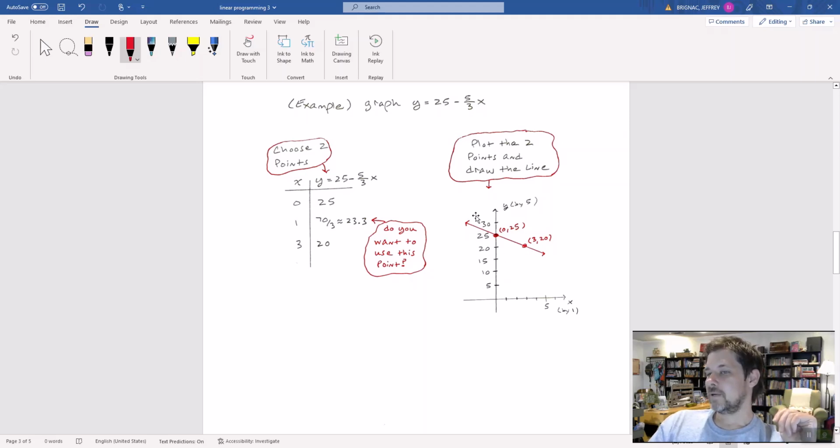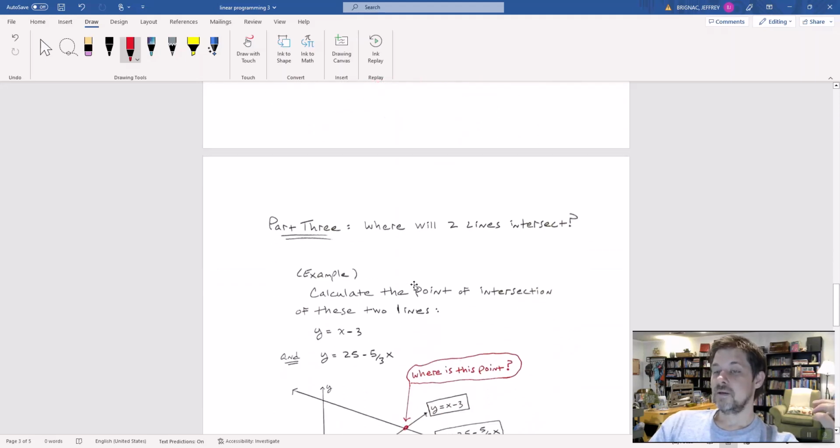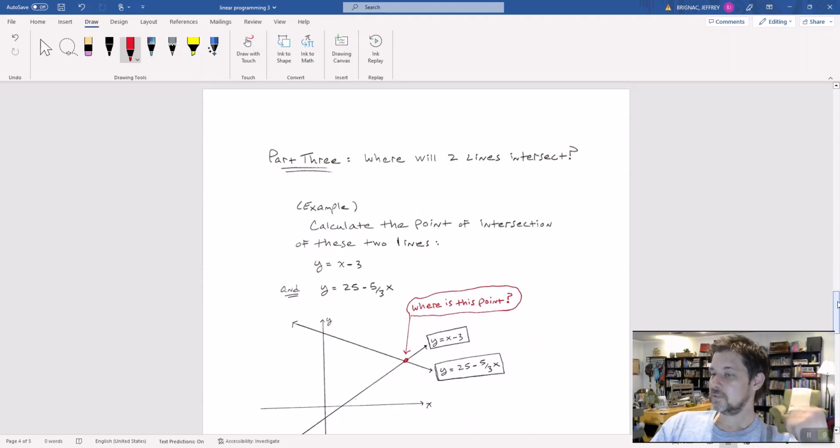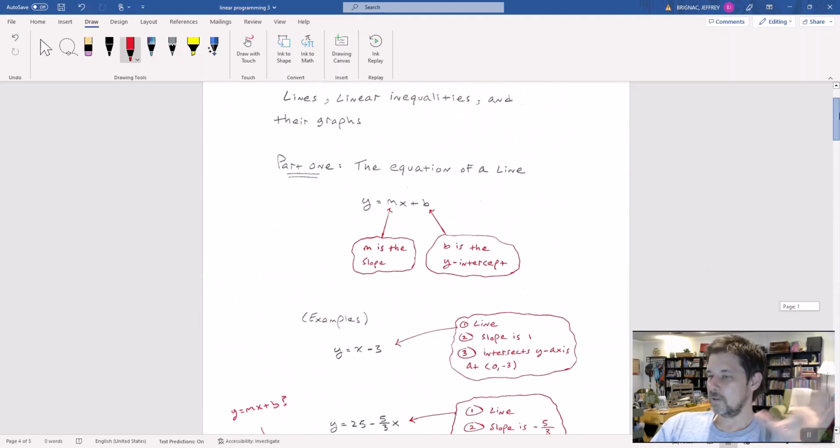Now, a quick word about grids. The y-axis can have a different scale than the x-axis. Since these numbers were kind of big compared to the x's, I counted by 5s on the y-axis and by 1s on the x-axis. That's okay, you can do that. You might see graphs in the assignment where the scale's different on the x and the y-axis. Okay, it could happen.